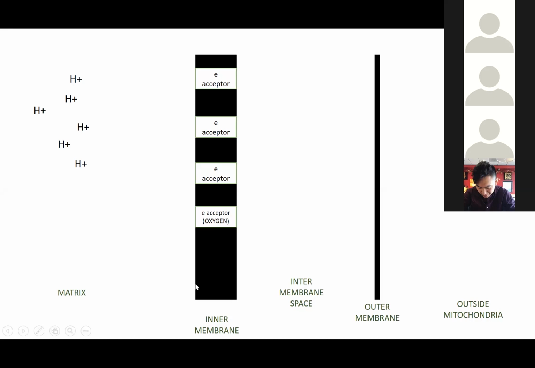So this is happening in the inner membrane, and then this is that space between the inner and the outer membrane that I was showing you in the picture. And then this is the outer membrane, and then this would be outside the mitochondria, like the cytoplasm.